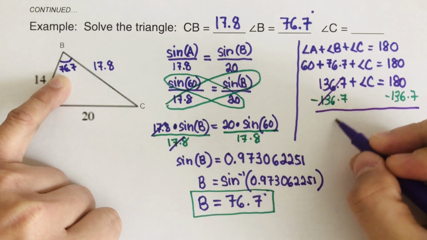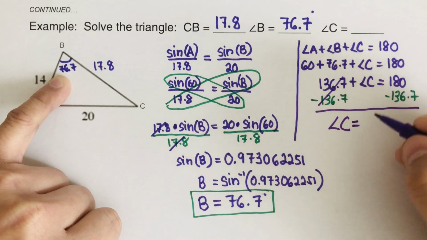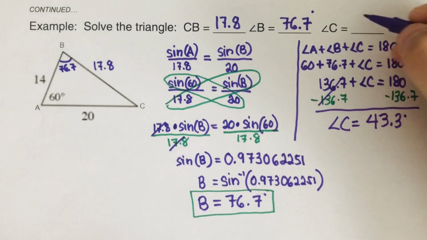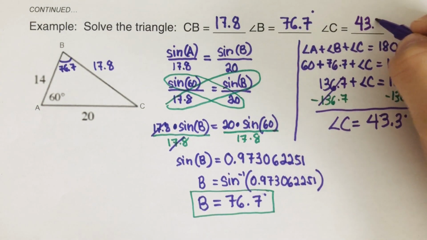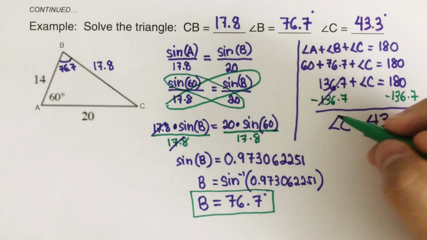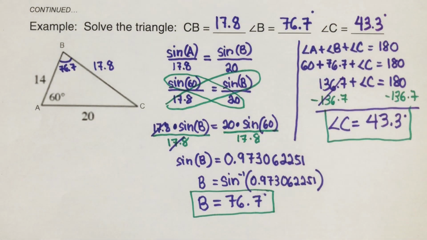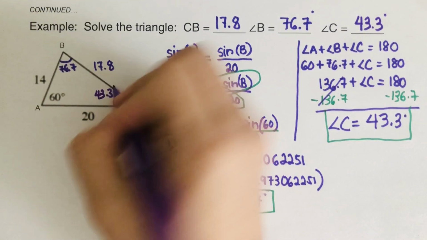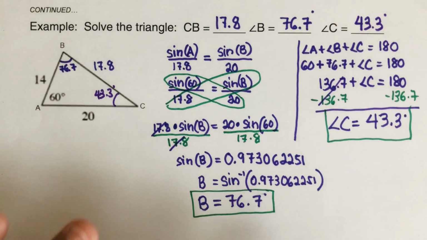And we are left with angle C is equal to 180 minus 136.7. If you use the calculator on this, that would be 43.3 degrees. So this is 43.3 degrees. And so from here, we have already solved all the parts of the triangle using the cosine law.